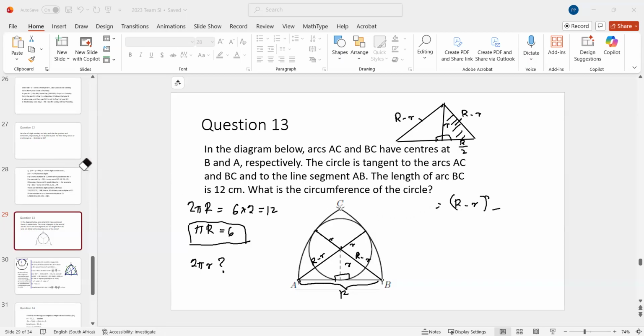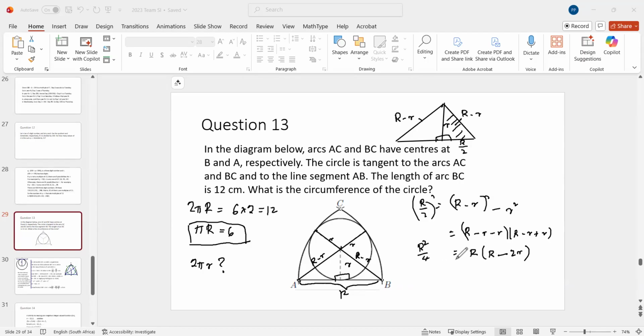I wanted R over 2 all squared on the side. I wanted this R over 2 all squared is equal to capital R squared minus small r squared. Now this is the difference of two squares, you see. So you have R minus r into R minus r plus r. And the nice thing about it is the small r's cancel. You have r into R minus 2r. And here you've got R squared over 4.